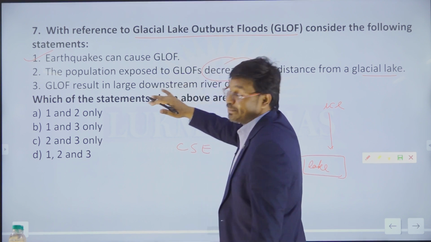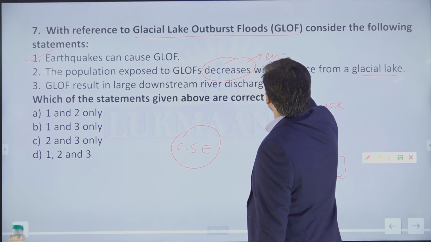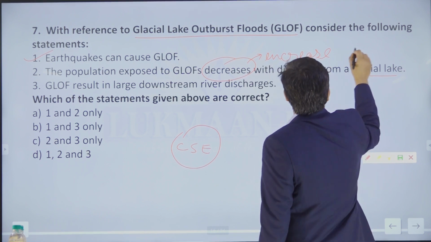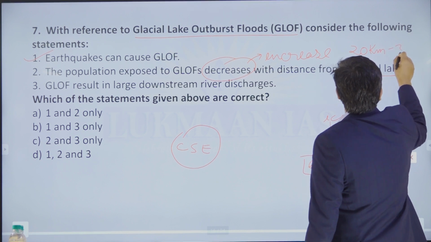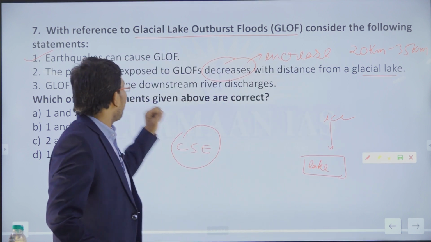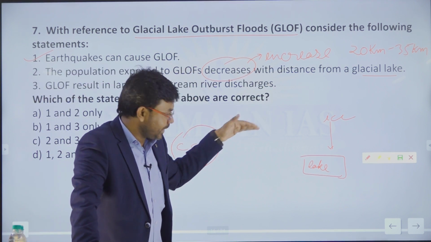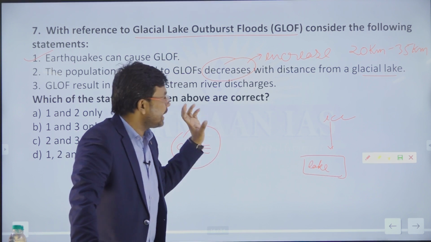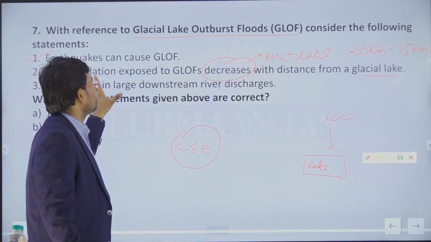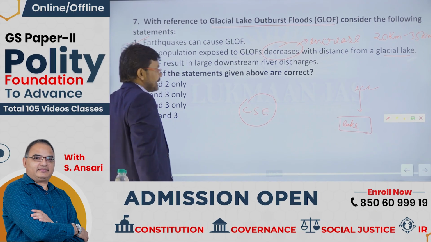Technically it seemed to be correct, but if you go through the CSE report, it says it increases. It increases within a range of 20 kilometers to 35 kilometers. If we go away from the glacial lake, the number of people exposed to glacial lake outburst floods increases. If you are very near, the population may be less, but in this range the population exposed to GLOFs generally increases. That's why the second statement is incorrect.